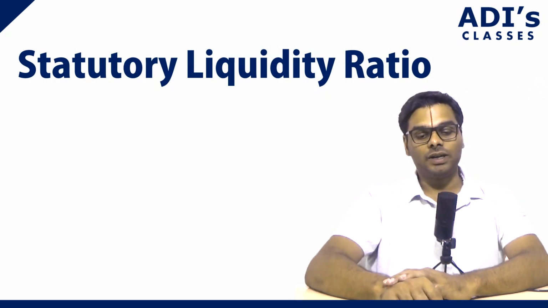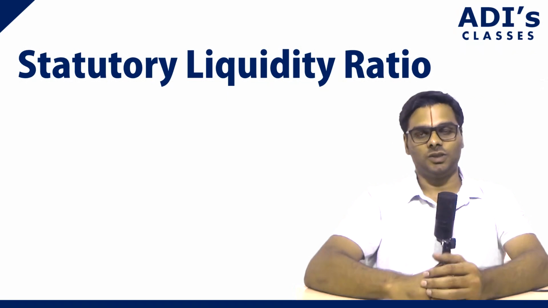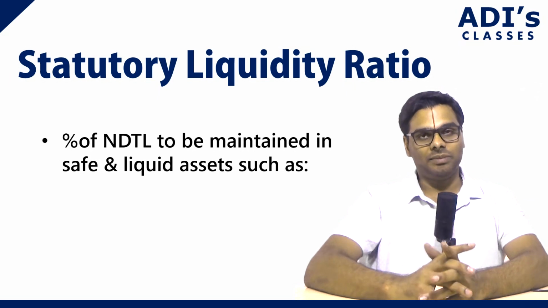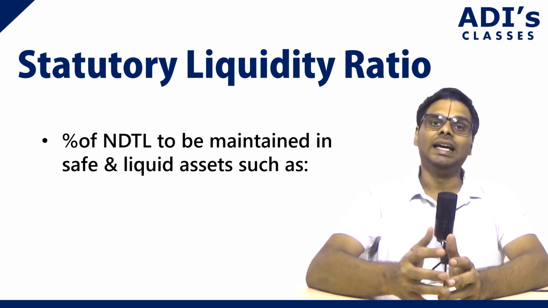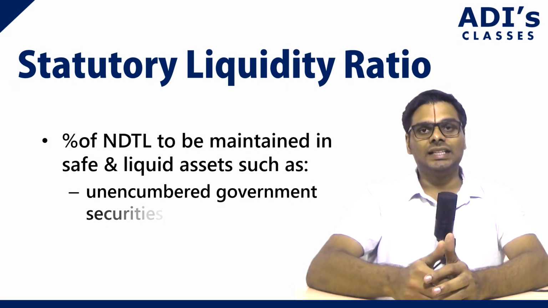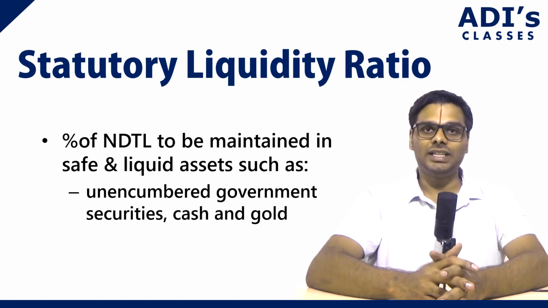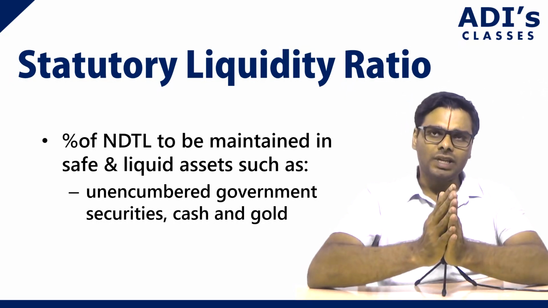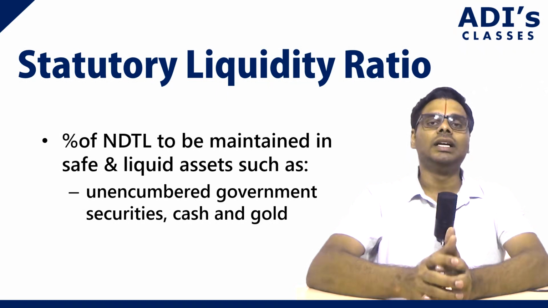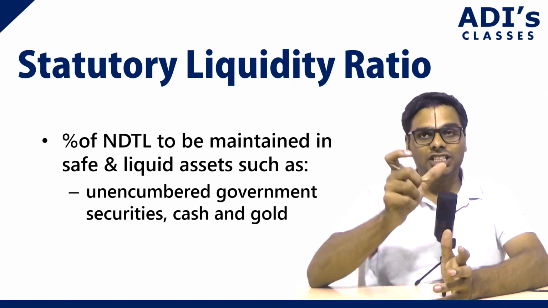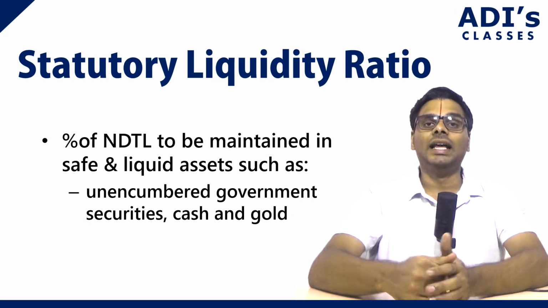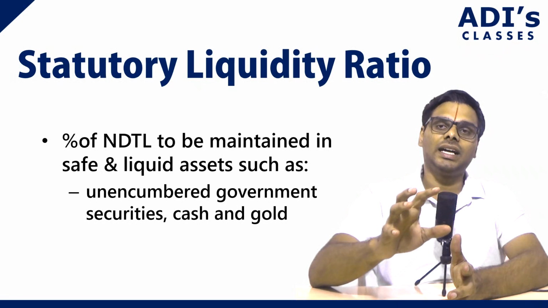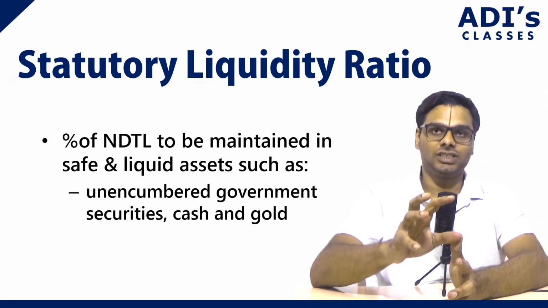Okay, now we are going to talk about statutory liquidity ratio. Statutory liquidity ratio is the share of net demand and time liabilities that a bank is required to maintain in safe and liquid assets such as unencumbered government securities, cash, and gold. Okay. Now I'll repeat the definition. Statutory liquidity ratio is that share of net demand and time liabilities that a bank is required to maintain in safe and liquid assets such as unencumbered government securities, cash, gold.